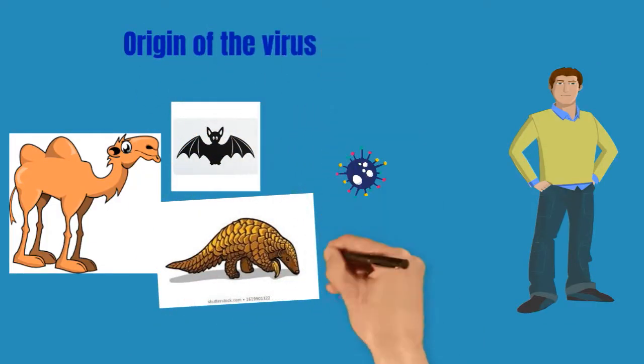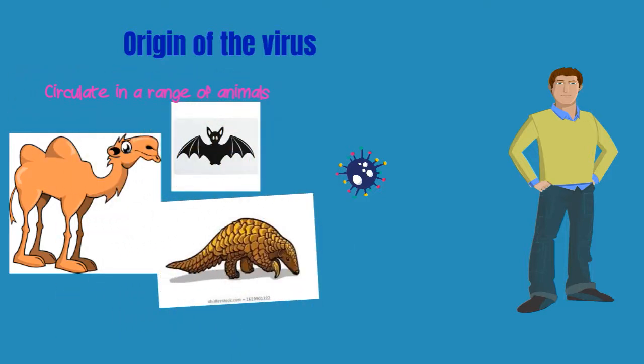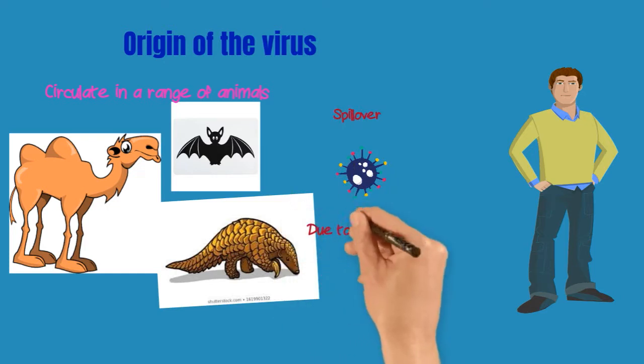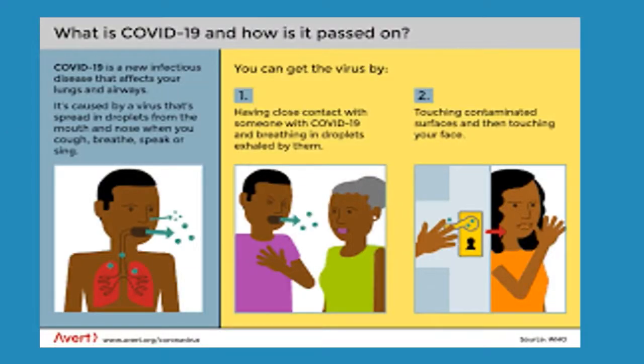So where do these viruses come from? Well, they are known to circulate in a range of animals, but sometimes can jump to humans. This is called spillover, and is due to a range of factors like mutation or direct contact between animals and humans. For example, MERS-CoV is known to come from camels, but the animal reservoir for the new coronavirus is not known yet.